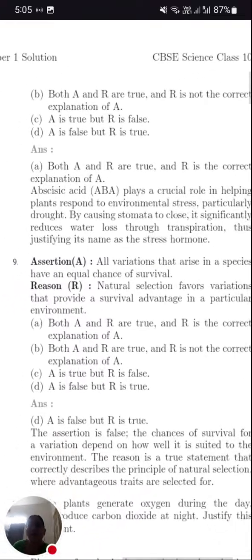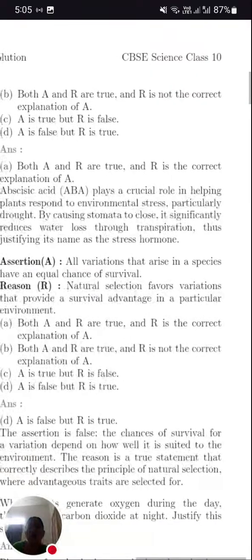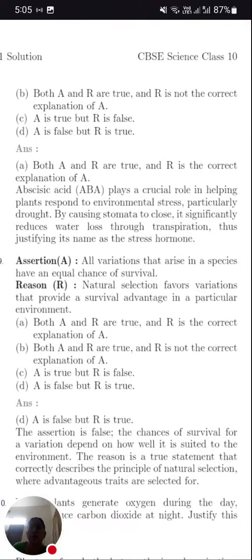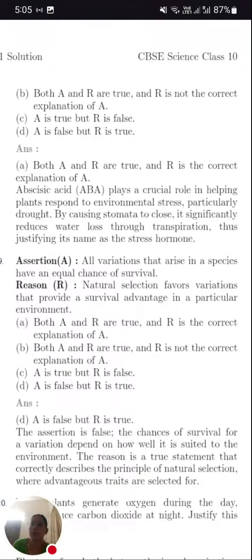Next one, the 9th one. Assertion: all variations that arise in a species have unequal chances of survival. Reason: natural selection favors variations that provide a survival advantage in a particular environment. So here, the statement says all variations that arise in a species have an equal chance of survival. It's not like all the variations will survive. If all the variations survived, there would be mutation. What is mutation? Mutation is a sudden change. So mutation would go on, which doesn't happen always. So finally, we can say that statement A is wrong, whereas R is correct.